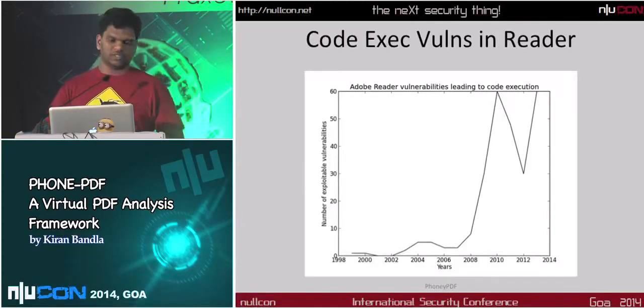So this is a graph showing the number of exploitable code exec vulns in Adobe Reader over the last few years. You'll see a sharp rise in 2008 and 2009. So there were about 4 or 5 code exec vulns till 2008, but from '09 it shot up to 30 and 60 and 40, and it's just been going up. 2014 numbers are still not out, obviously, but in the last month we have almost 4 code exec vulns in Reader.